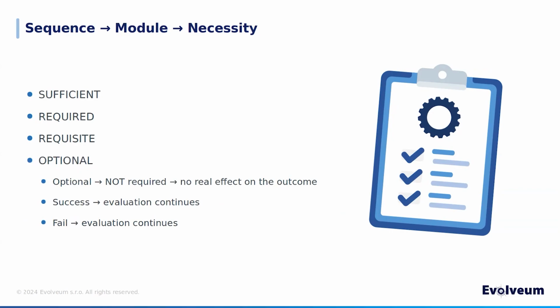As the value of necessity is optional, the module is optional. It is not required for success. An optional module has no real effect on the outcome of the authentication, but it can be used to add some authentication attributes. If this module succeeds, the evaluation continues. If this module fails, the evaluation continues. The result of the sequence is only a fail if this is the only module in the sequence and it fails.